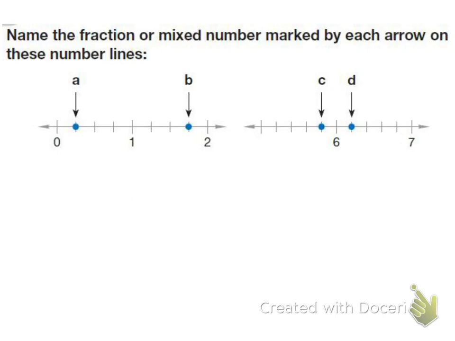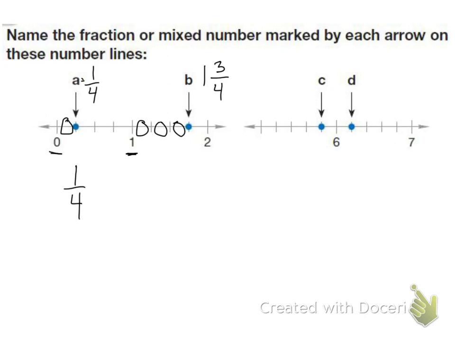So this problem asks, name the fraction or mixed number marked by each arrow on the number lines. First we need to figure out how many pieces these number lines are broken into. So we have 1, 2, 3, 4 sections in between the whole numbers. So that means it's broken up into 4ths. Since A is only 1 section away from 0, that means A is equal to 1/4. B is after the 1, so I know it's going to be 1, and then there's 1, 2, 3 sections in between. So B is equal to 1 3/4.